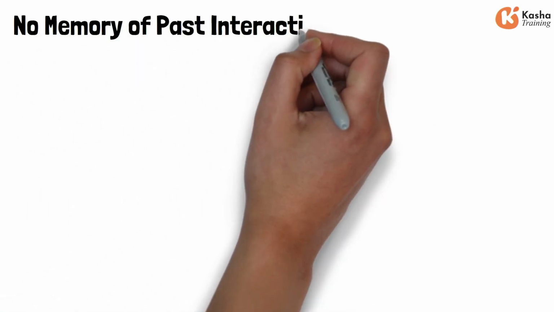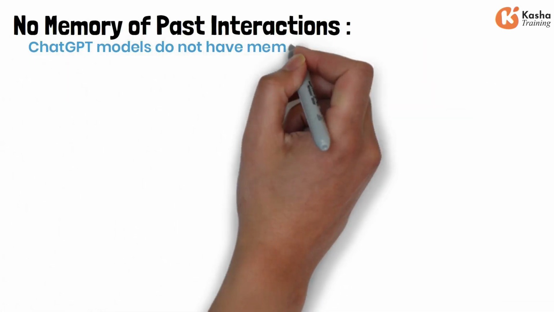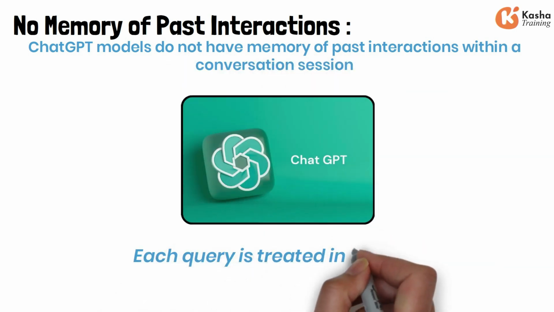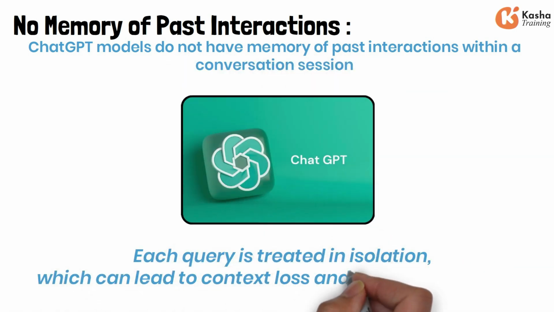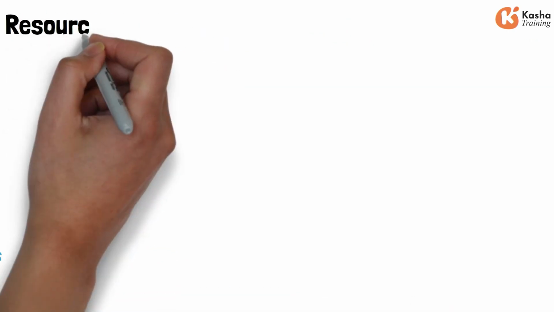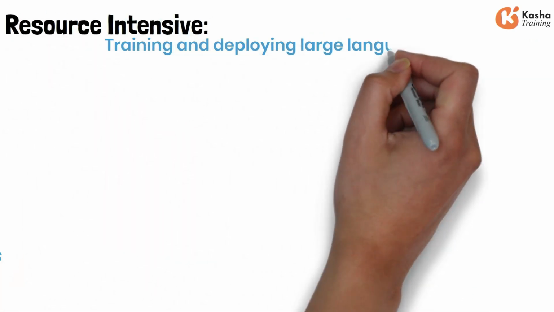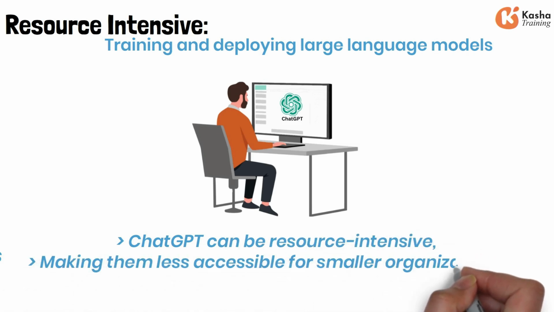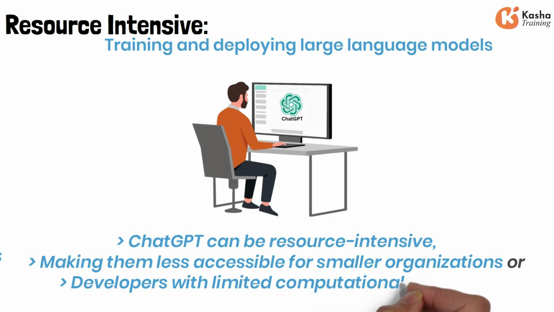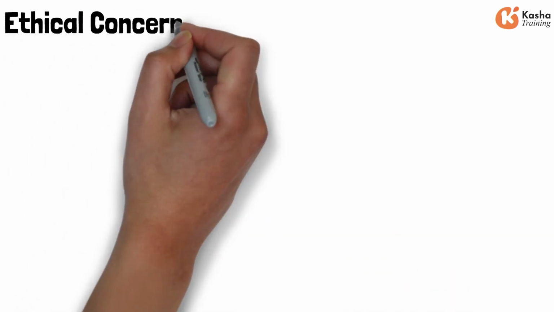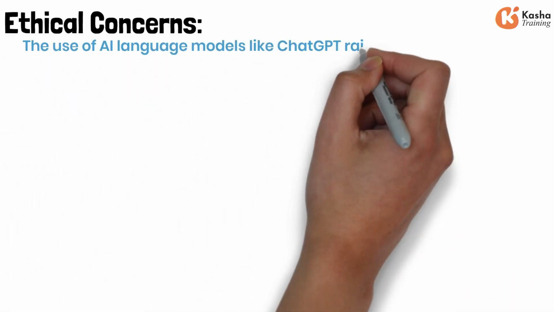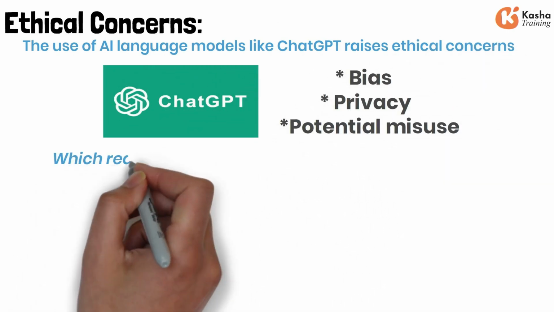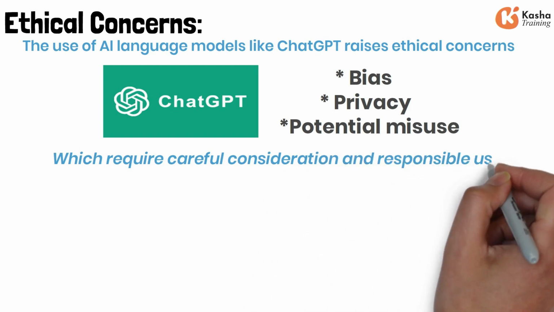No memory of past interactions: ChatGPT models do not have memory of past interactions within a conversation session. Each query is treated in isolation, which can lead to context loss and misunderstandings. Resource-intensive: training and deploying large language models like ChatGPT can be resource-intensive, making them less accessible for smaller organizations or developers with limited computational resources. Ethical concerns: the use of AI language models like ChatGPT raises ethical concerns related to bias, privacy, and potential misuse, which require careful consideration and responsible use.